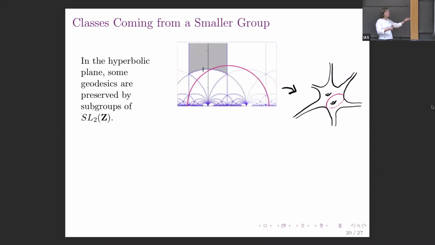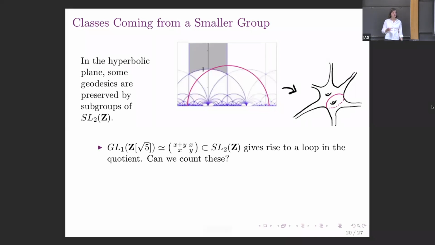Quotation marks. Okay, so here is the first example of what it could mean to come from a smaller group. Going back to the story of the hyperbolic plane, here I've drawn the geodesic in pink that relates the golden ratio to its conjugate, so two points on the real line. That geodesic is preserved by a copy of GL1, Z[(1+√5)/2] inside of SL2(Z). I've even shown you what it is, some subgroup inside of SL2(Z). And so here is a smaller group, GL1, and it gives rise to a loop in the quotient.